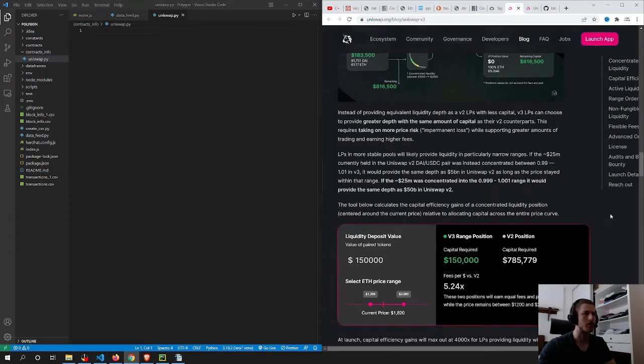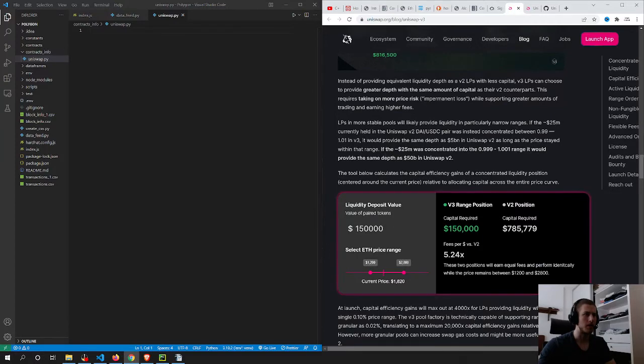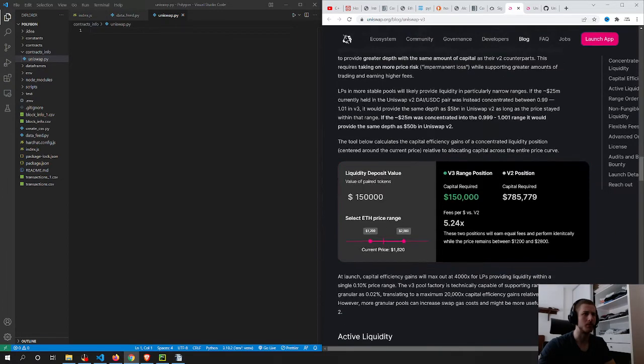LPs in more stable pools will likely provide liquidity in particular narrow ranges. If the 25 million currently held in the Uniswap V2 pair was instead concentrated between 0.9 and 1.1 in V3, it would provide the same depth as 5 billion in Uniswap V2 as long as the price stayed within that range. If the 25 million was concentrated into a narrower range, it would provide the same depth as 50 billion in Uniswap V2. I'm not sure if I'm really understanding this.